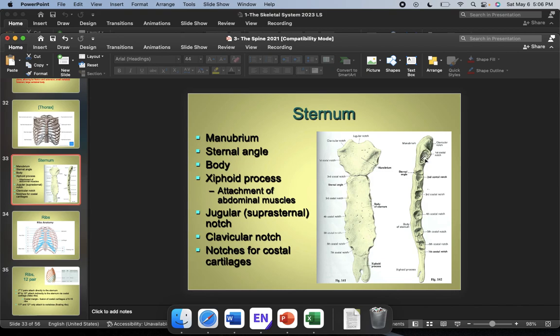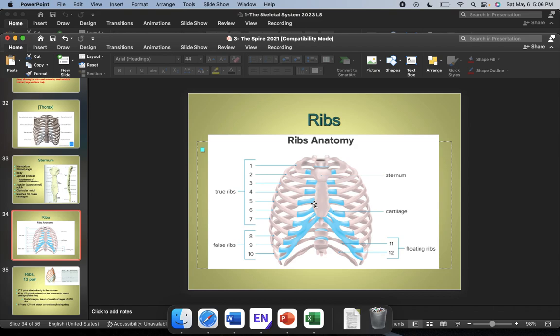On the lateral portions of the sternum, we're going to have costal notches. You'll notice as we look here that there are going to be 7 costal notches on the sternum. Those 7 costal notches are there because they articulate with the 7 true ribs of the body.